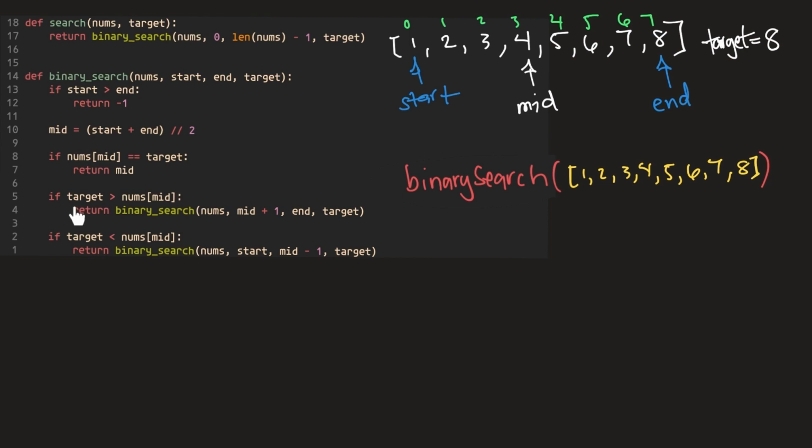So what we're going to do is we're going to return another call to binary search, this time starting our start index at mid plus 1. So we're going to move our starting index to mid plus 1, which means that we're now only searching this part of the array because our start is here and our end is here. And we can move our mid for now. And we can go ahead and draw out this next call to binary search.